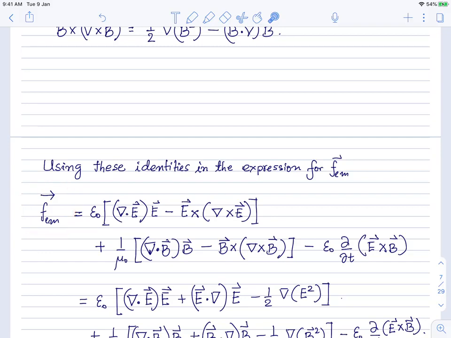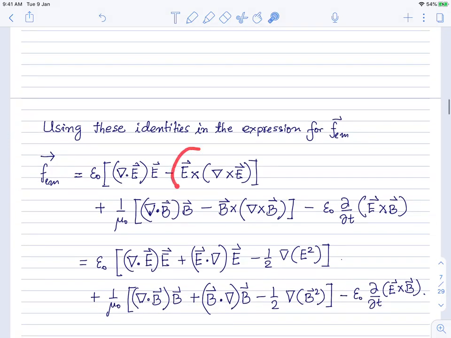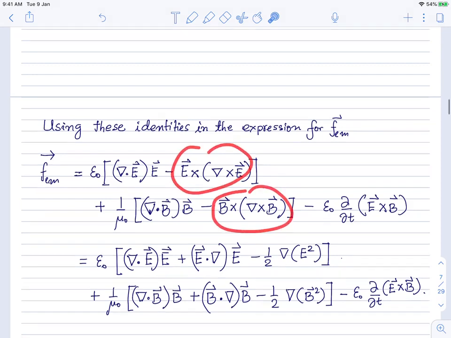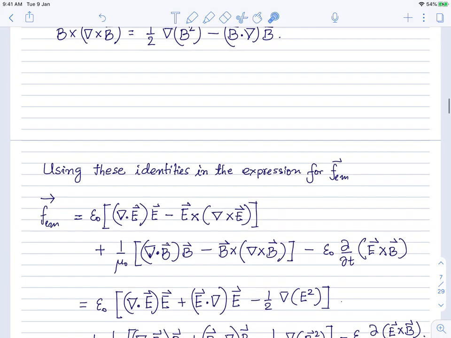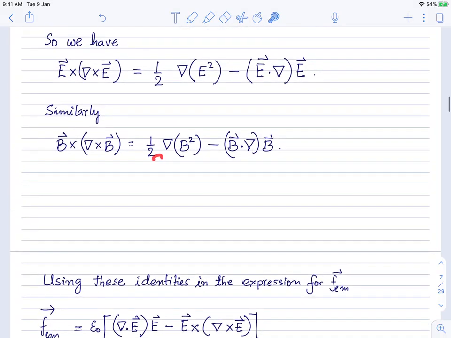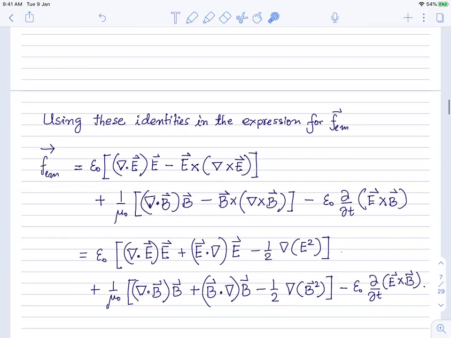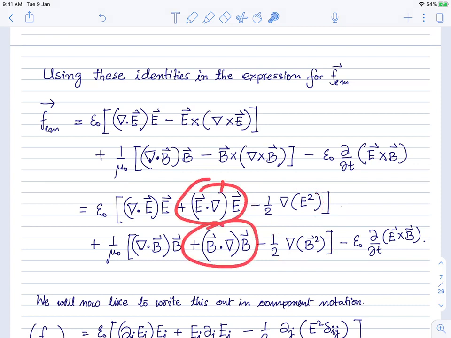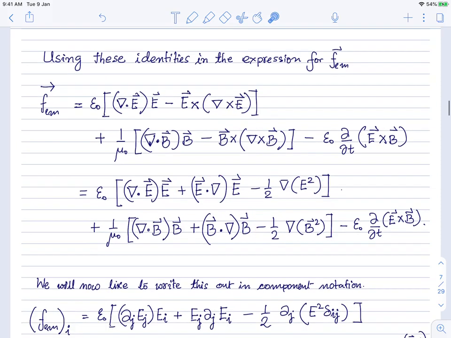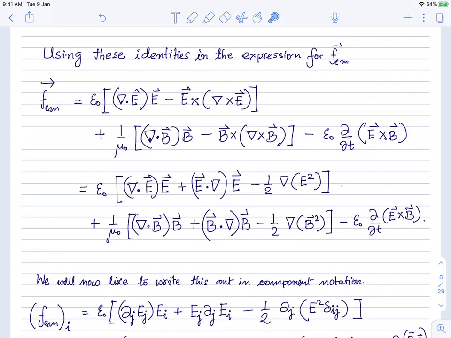So let's use these two expressions back in the expression for force density. If I do that, there are these two terms that appear, and for these two terms I just substitute this. Both of them have a minus sign, and these are two terms, one with a minus sign and one with a plus. So the one with the plus becomes minus in these two cases, and the one with the minus becomes plus here. This is just a simple substitution back into that expression.